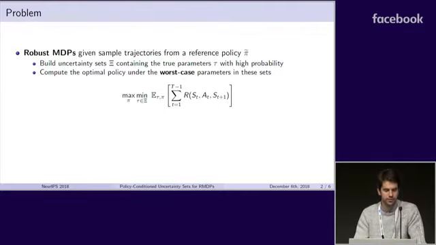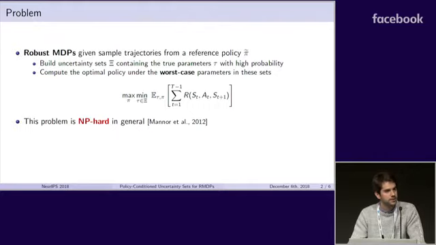Here, the typical approach is to first build an uncertainty set, which is the set of all plausible transition probabilities according to the given data, and then we compute the robust solution as the optimal policy against the worst-case dynamics in these uncertainty sets. There's a problem. It is well known that when no restrictions are posed on the constraints that are used to form these uncertainty sets, the problem easily becomes intractable.